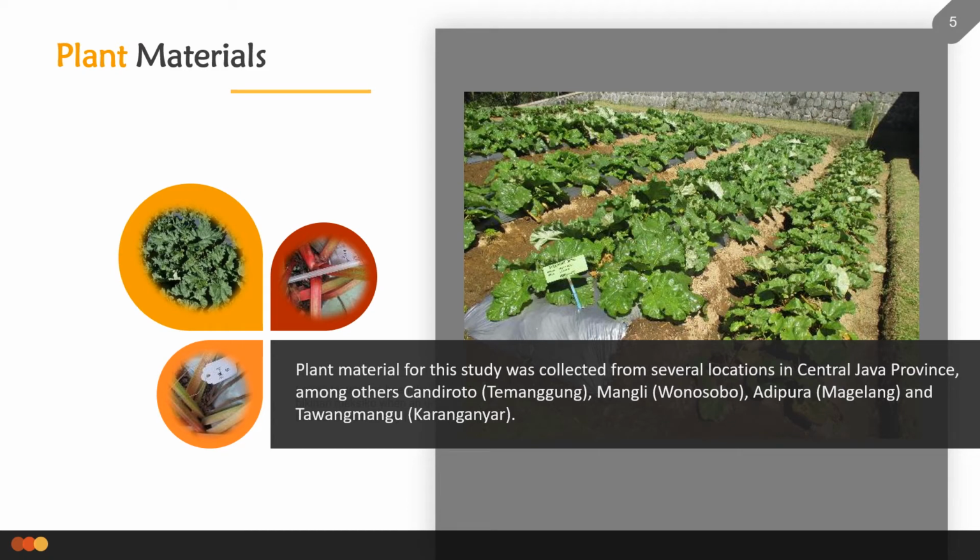Plant material for this study was collected from several locations in Central Java Province, among others Candiroto in Temanggung, Mangli Wonosobo, Adipura Magelang, and Tawangmangu Karanganyar.